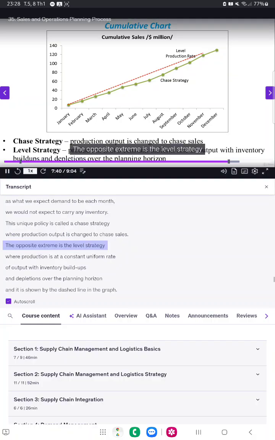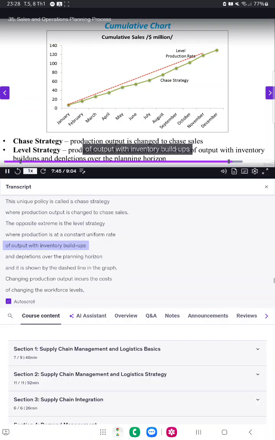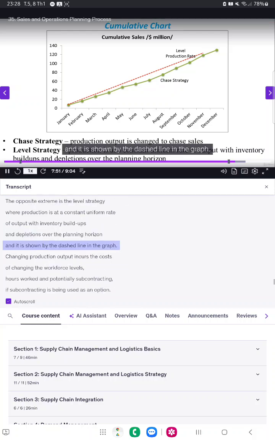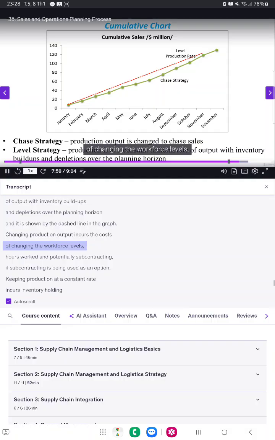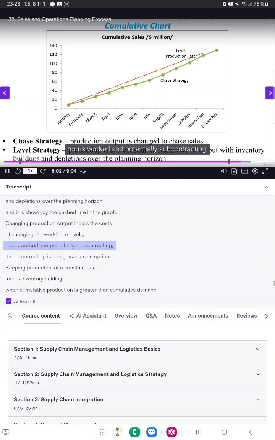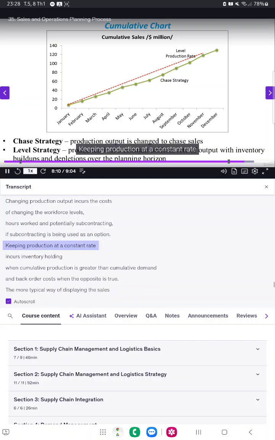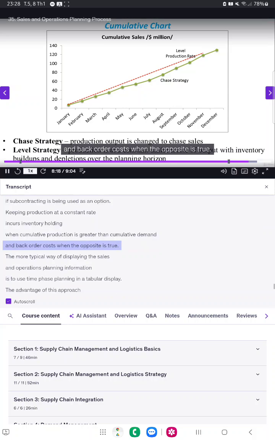The opposite extreme is the level strategy, where production is at a constant uniform rate of output with inventory buildups and depletions over the planning horizon, and it is shown by the dashed line in the graph. Changing production output incurs the costs of changing the workforce levels, hours worked, and potentially subcontracting, if some subcontracting is being used as an option. Keeping production at a constant rate incurs inventory holding when cumulative production is greater than cumulative demand, and backorder costs when the opposite is true.